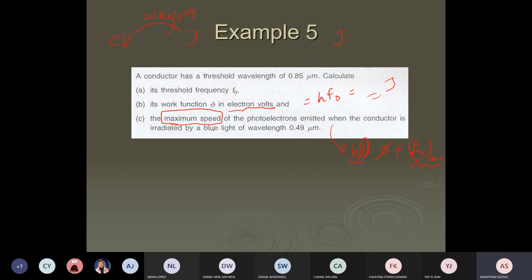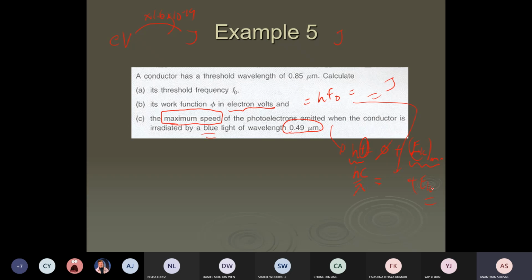But here they give the wavelength of the blue light. The blue light is the source of EM radiation. Frequency is not given, wavelength is given. Still we can find it, right? hf is hc over lambda, the speed of light over the wavelength gives the energy. Work function, do you know? We know the answer to B is the work function. So we can find the kinetic energy already.